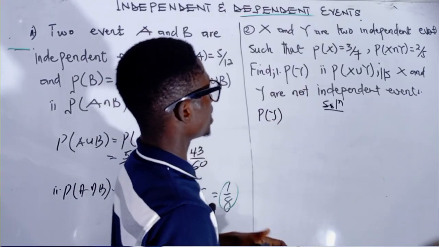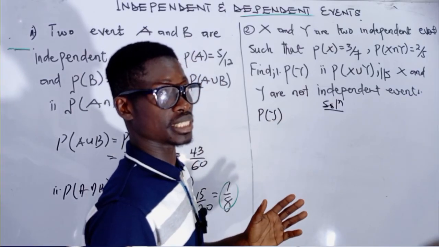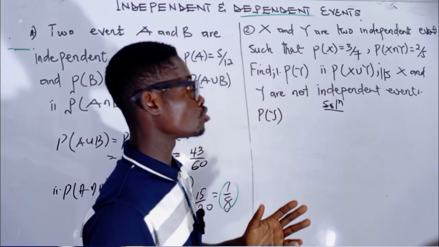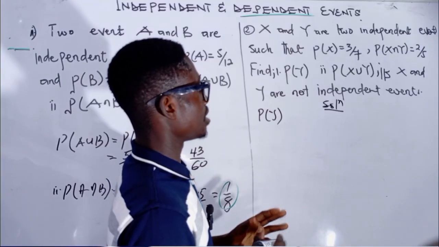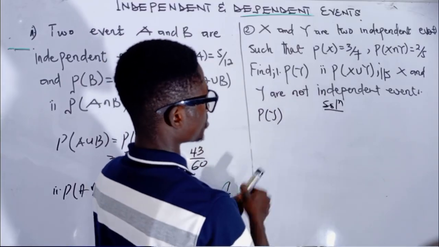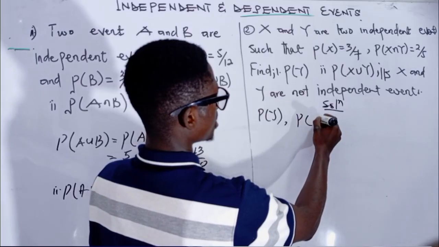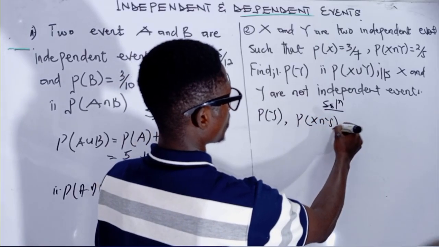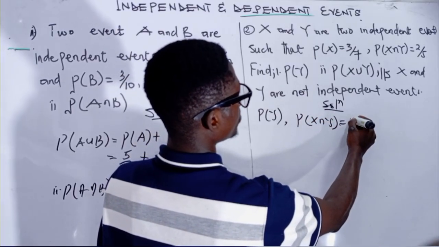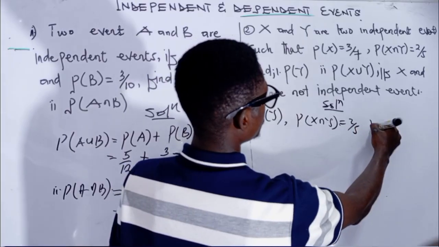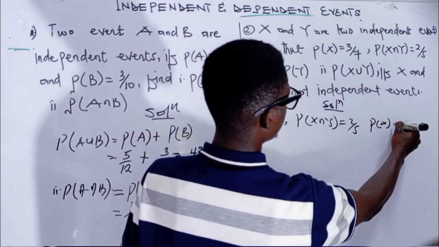So we are saying that X and Y are two independent events. They are what? Two independent events. And then we are being given P of X intersection Y. And then we are also being given P of X.